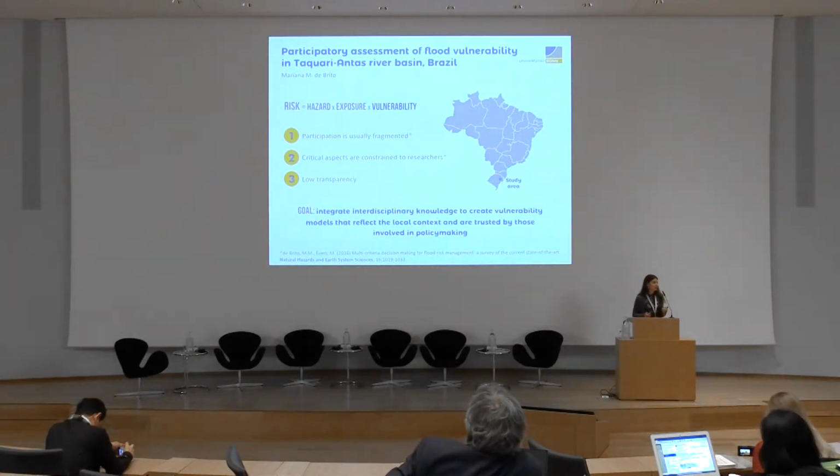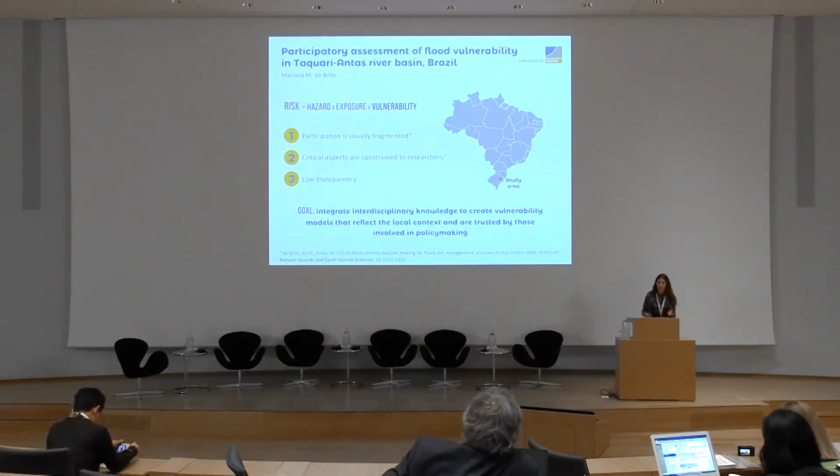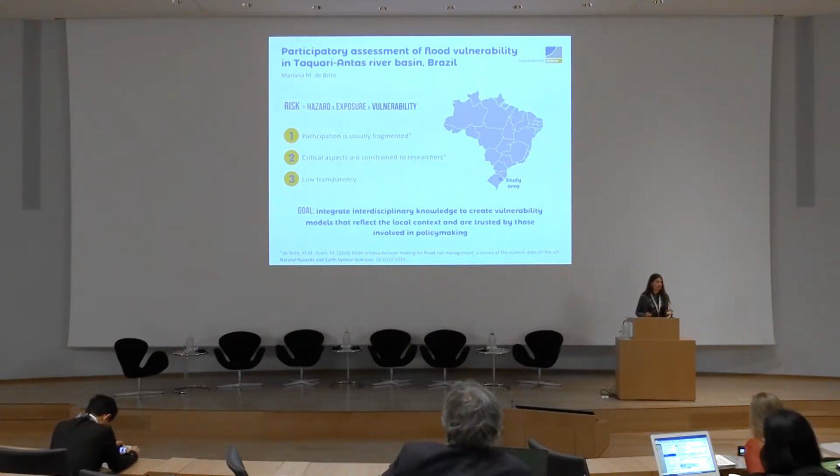and it showed that of all the dimensions of risk, vulnerability of the local community is often ignored. And even when vulnerability is considered, there are several problems. The first one is that participation is usually fragmented. So critical aspects such as the selection of the indicators that should be included are constrained to researchers. And there is very low transparency. And because of that, what usually happens is that research on flood vulnerability that is conducted in academia stays in academia because local stakeholders do not trust it.